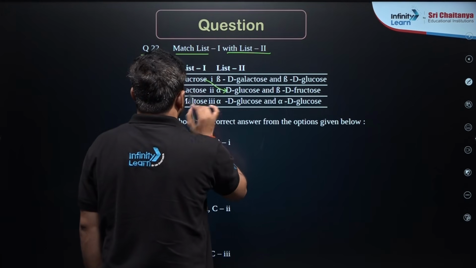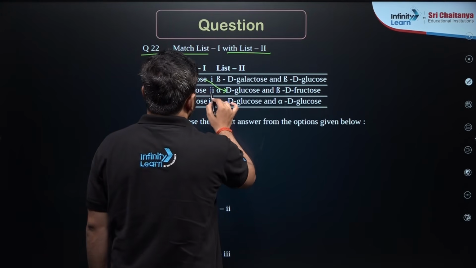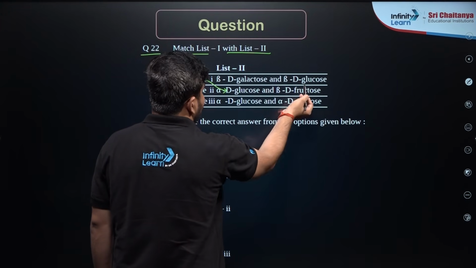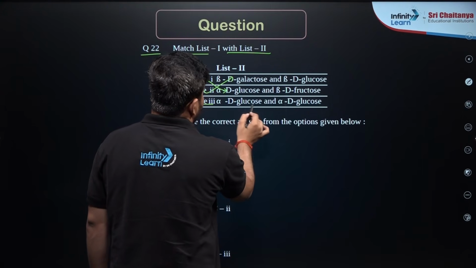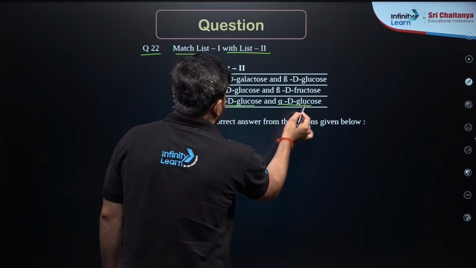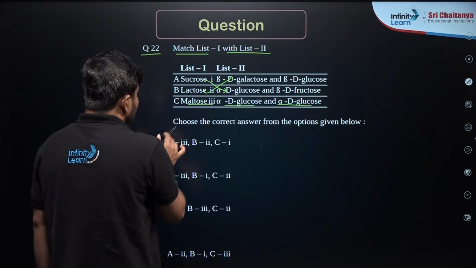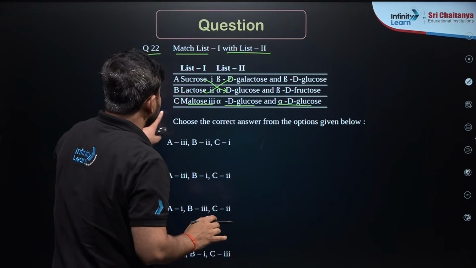Lactose, how is it going to combine? Beta D galactose and beta D glucose. Like this we can do. Maltose means alpha D glucose and alpha D glucose, like this it is going to combine. So here A is going to match with the second one only.